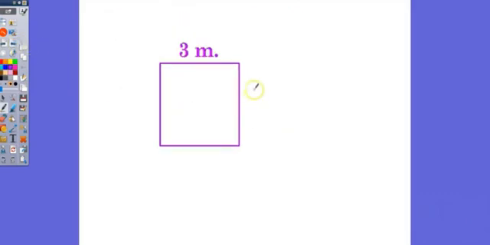This is a square. In a square, all sides are equal. That means if the length is 3 meters, the bottom length is 3 meters. This also means that the height of both sides are also 3 meters.